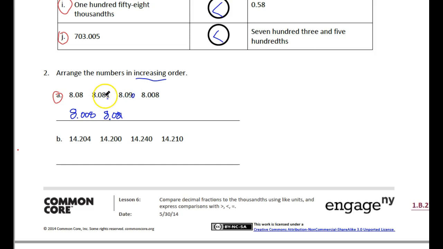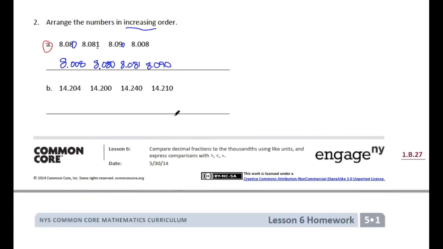And we know that 81 is followed by 90. Hang on a second. Maybe we should put this here. Oh, look at that. Here's a goof. This says 81. Let's make it into 80. And then we put 81. 8.081. And then we have 8.090. So 8, 80, 81, 90. So it went in increasing order.